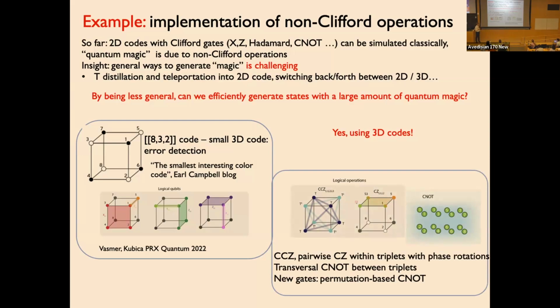The way you do it is simply by applying pi over 8 phase rotations on some subset of the physical qubits, and it turns out to implement a CCZ gate within this logical block. Each logical block encodes 3 logical qubits, and by applying these individual phase rotations, you can implement a CCZ gate.